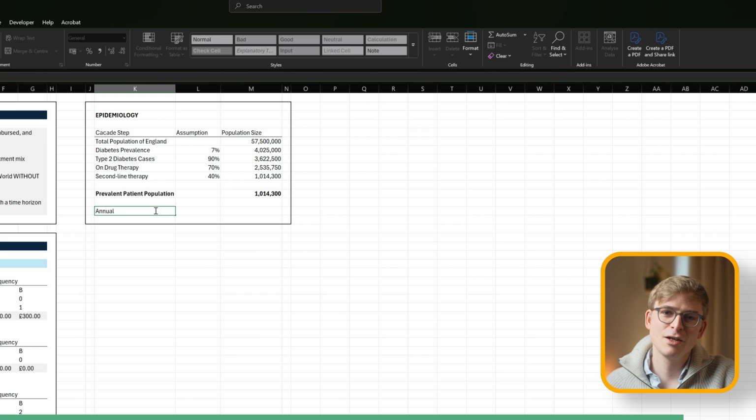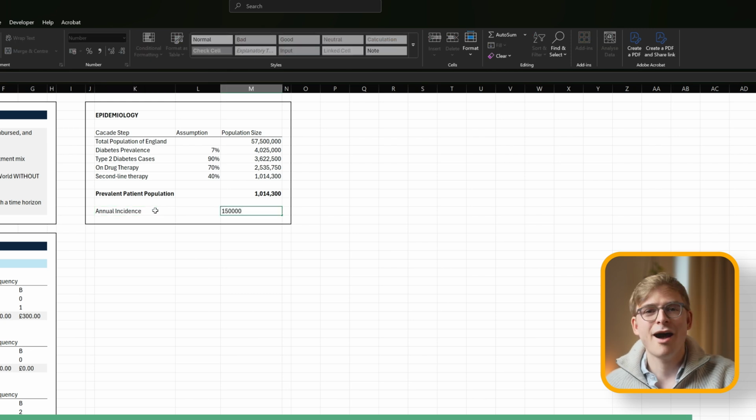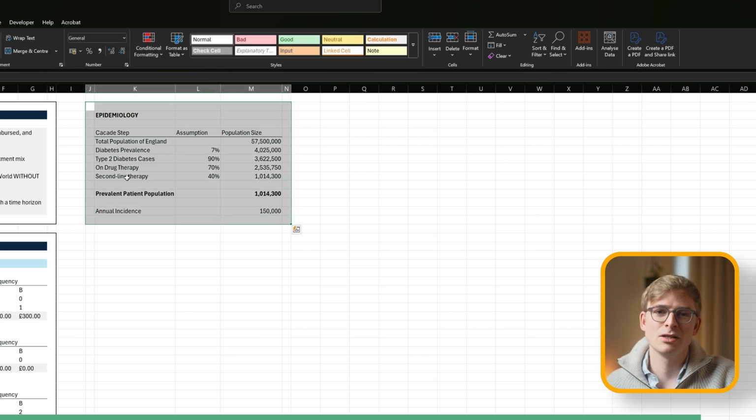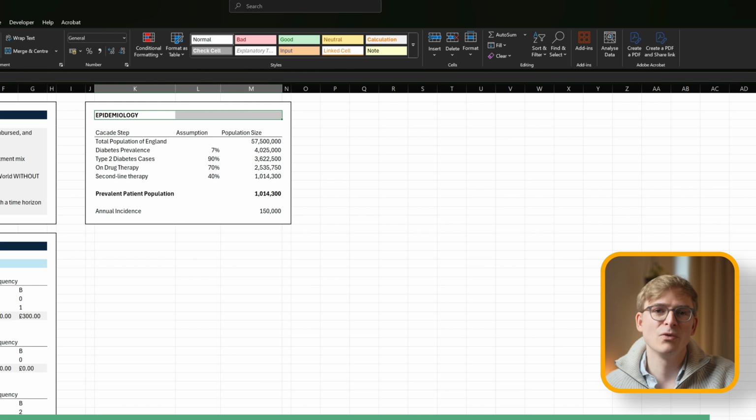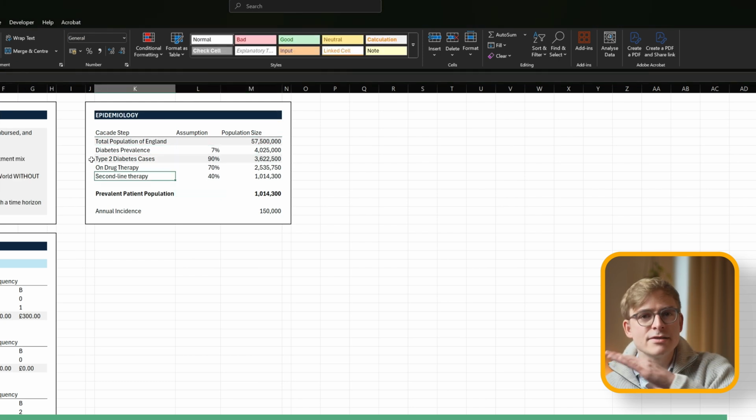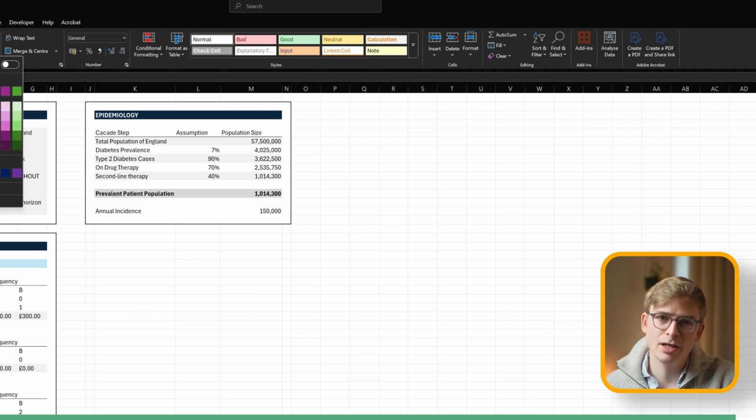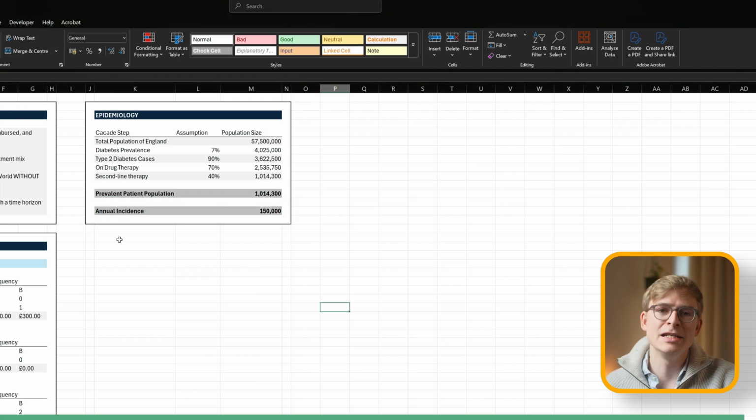With our prevalence done, we can move on to the incidence. After all, our diabetes population will not remain stagnant over time, and instead we need to account for the new cases that get diagnosed every year. Therefore, we're assuming an incidence of 150,000.